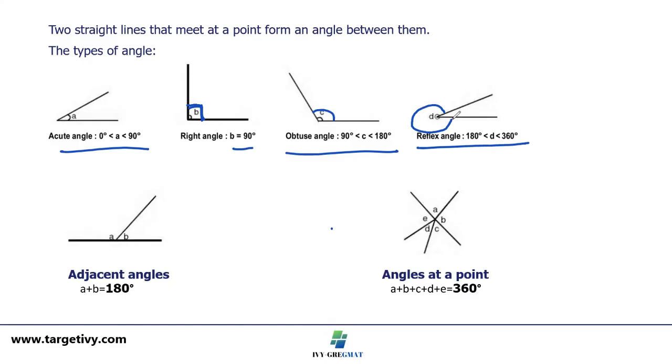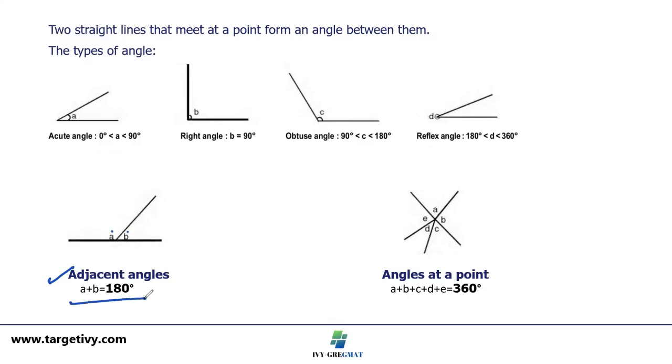Now the term adjacent angle is very common. Adjacent angles are A and B. You can see they are adjacent, living beside each other. That way you can remember it. They add up to 180 degrees.